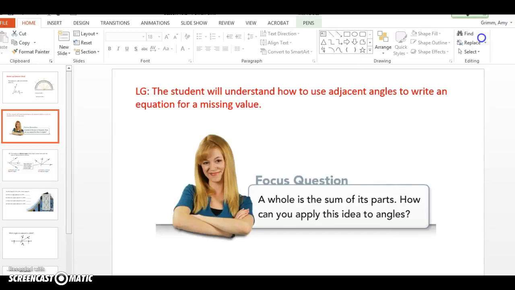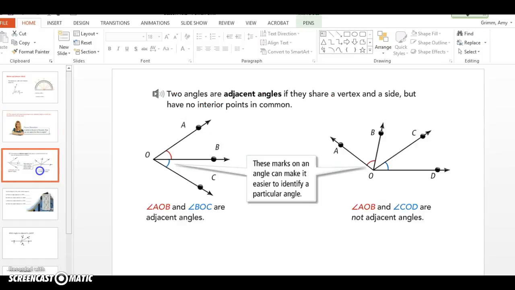Today, the student will understand how to use adjacent angles to write an equation for a missing value. So, new vocabulary word, adjacent. There's quite a bit of vocabulary in topic 10. All right, so vocabulary slide.